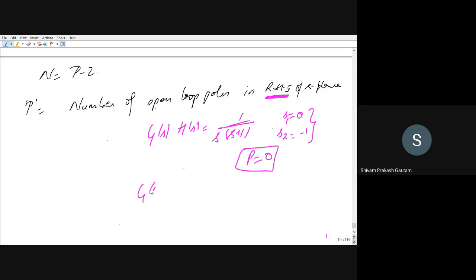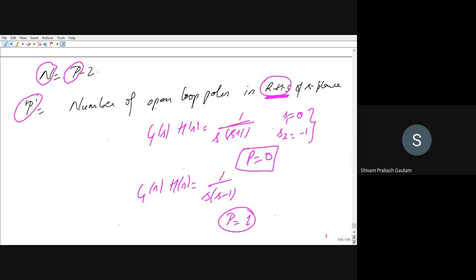Suppose I consider a second open loop transfer function, for which I have to draw the Nyquist plot and determine its stability, where I have S minus 1. For this case, P will be equal to 1, because you can see it has 1 pole in the right hand side of the S plane. So P is equal to the number of open loop poles in the right hand side of the S plane, and this can be easily determined. N is determined through the Nyquist plot by encirclement of the point. P you can directly find out by looking at the open loop transfer function. So N and P are known.